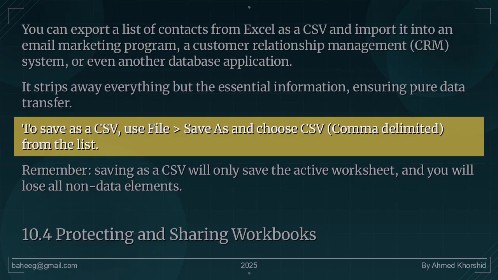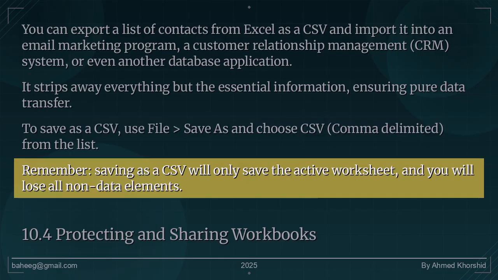To save as a CSV, use File, Save As and choose CSV, delimited, from the list. Remember, saving as a CSV will only save the active worksheet, and you will lose all non-data elements.